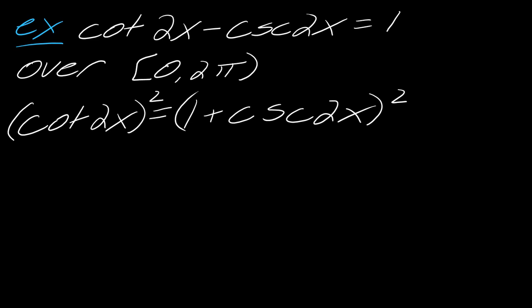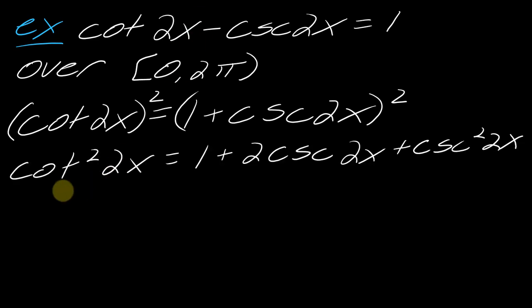Why? Okay, so let's just go with this for a moment. So let's go ahead and expand. If I expand this, I get cotangent squared 2x equals 1 plus 2 cosecant 2x plus cosecant squared 2x. So you should do that on your own and just make sure that your math agrees with mine.